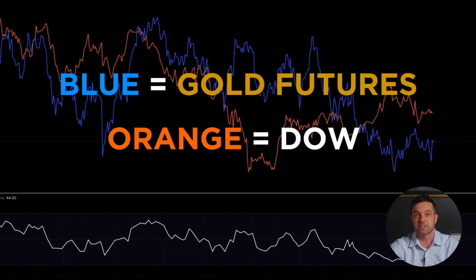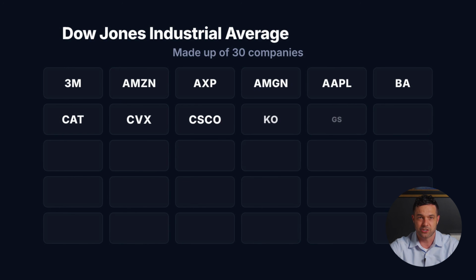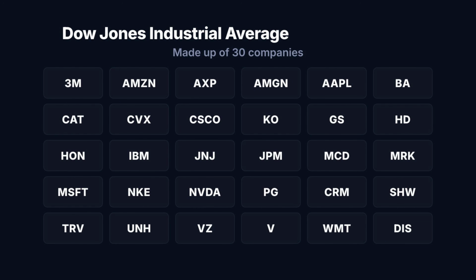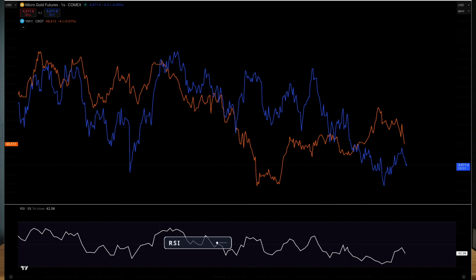The orange line represents the value of the Dow Jones Industrial Average, which is made up of 30 of the largest companies across the industries in the United States of America, like Nike, Walmart, Home Depot, Visa, Disney, Apple, and others. And what it represents is essentially the average of the stock price values of those companies combined into a single index. It's one of the oldest and most widely used indexes, and we use it as our navigator in this strategy. The third line is the white line, which is the Relative Strength Index, or RSI.